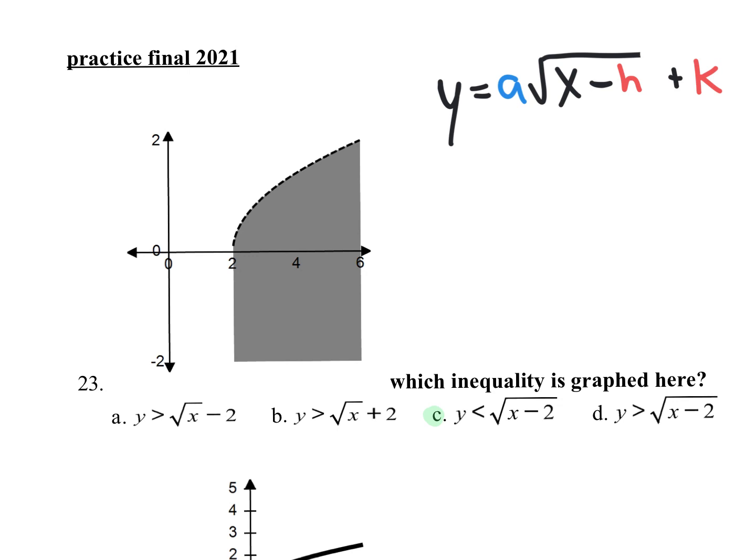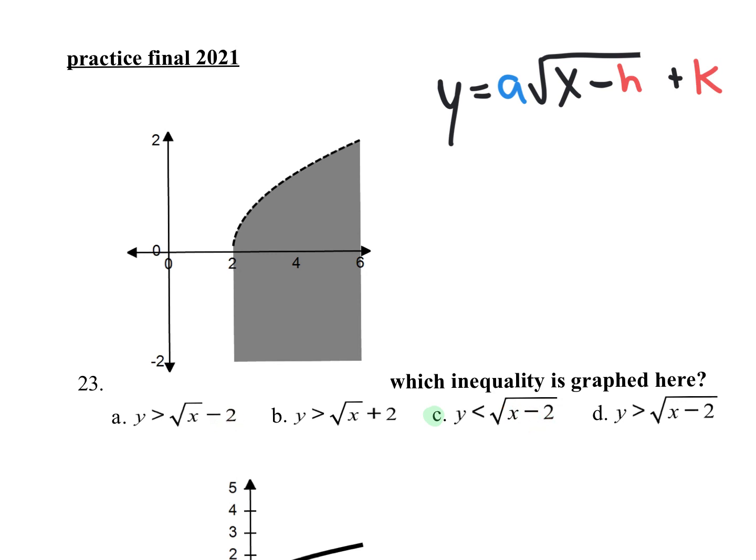Let's keep explaining here. The original parent graph starts at 0, 0 and shoots off in that direction, right? I hope we remember that from class. And we know that if it shifts 2 units to the right, that must mean that it's going to look like a square root of x minus 2, right? Because if it does go to the right, it's going to be a minus 2 right there for the h. And that's exactly what this is, right?